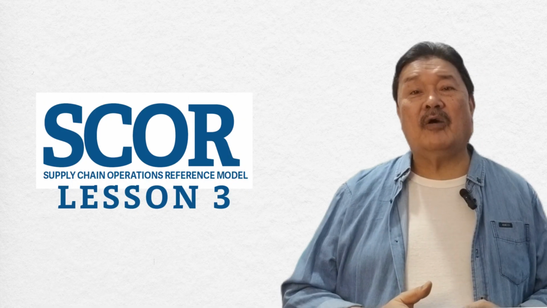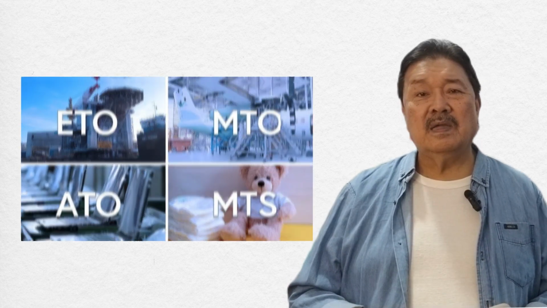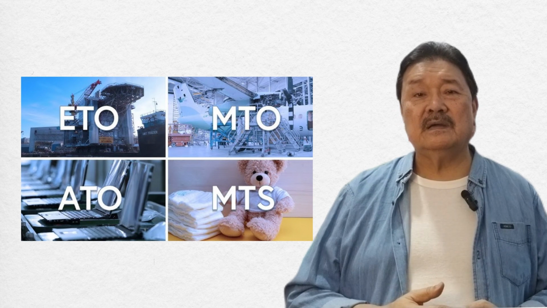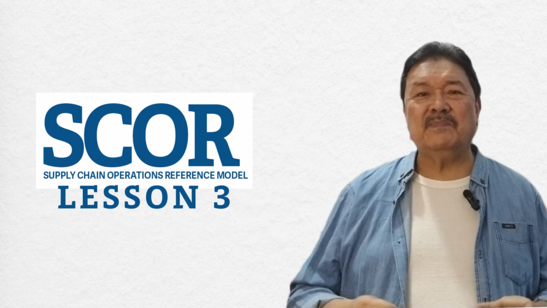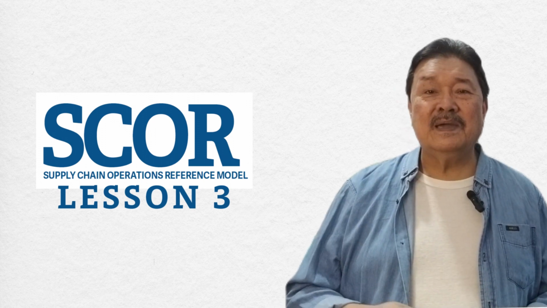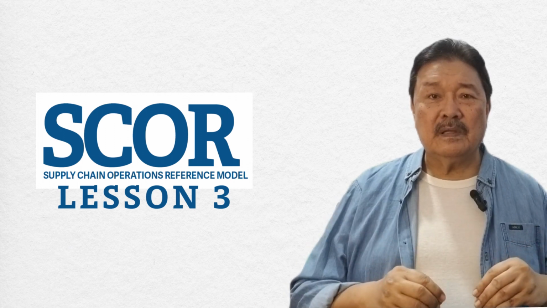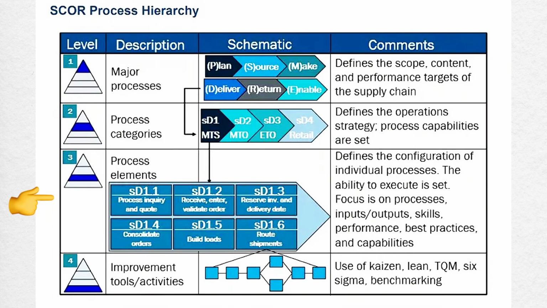Now, what do we mean by operation strategy? The SCOR model breaks them down into make to stock, make to order, or engineer to order. Now, you can appreciate the fact that make to stock processes are different in characteristics from make to order processes, and so on. Okay, back to the hierarchy. Level 3 describes the various process elements. They define the configuration of the individual processes. These are the individual activities that take place and they are presented in sequential order.